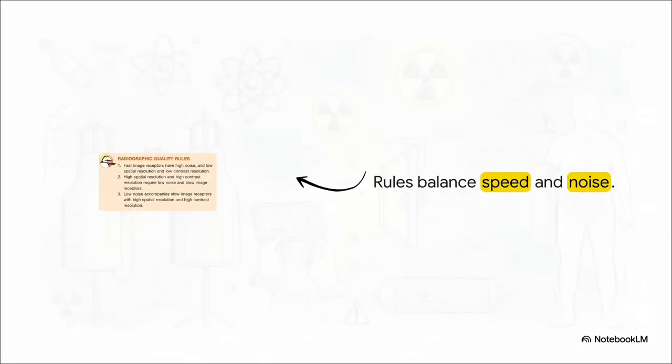And there are very strict rules governing those trade-offs. For example, fast image receptors are fantastic because they lower the radiation dose for the patient. Win-win, right? Well, not exactly. They inherently increase radiographic noise, that grainy visual fluctuation, and they lower your spatial resolution. So, if you need the highest possible resolution to spot a tiny microscopic hairline fracture, you just have to use a slow receptor, which unfortunately means a higher radiation dose. The true art and skill of the technologist is mastering this exact balancing act.